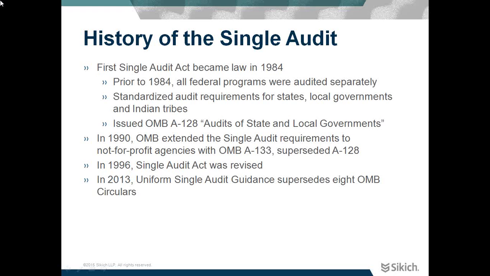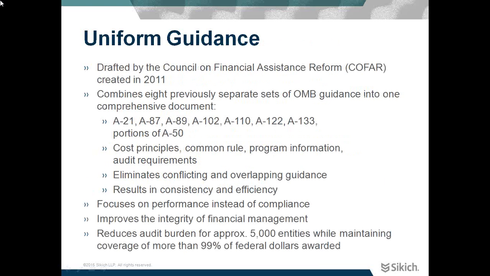And of course, in 2013, what we're going to discuss today, the uniform guidance superseded the eight previous OMB circulars. The uniform guidance was originally drafted by the Council on Financial Assistance Reform, COFAR as it's known, and it combines the previous circulars into one comprehensive document, which would be A21, A87, A89, A102, A110, A122, and A133.